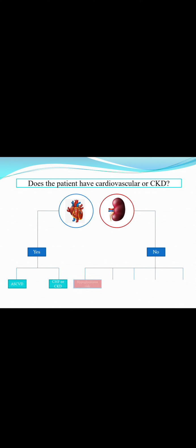Before prescribing, first of all, consider a few precautions. Number one, think about the comorbidities of the patient. If the patient has cardiovascular disease or chronic kidney disease, then prescribe the DPP4 inhibitor as third line therapy. If the patient has CKD, chronic kidney disease, then prescribe it as third line medication therapy.